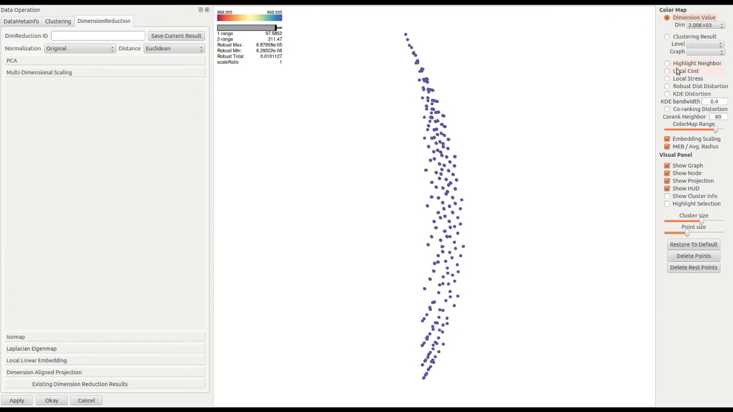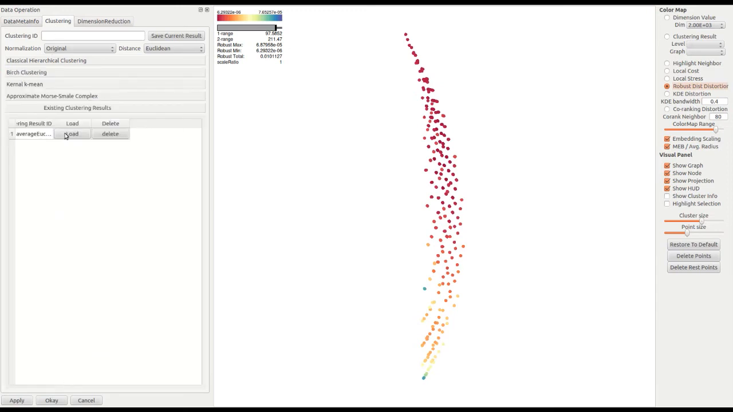After that, we look at both local stress and robust distance distortion. We could see that there is a region of interest with high distortion located in the lower part of the embedding. We then apply classical hierarchical clustering on the data. Through cluster expansion and compression, we obtain a hierarchical clustering with 4 clusters where the green cluster agrees almost perfectly with the region of interest.